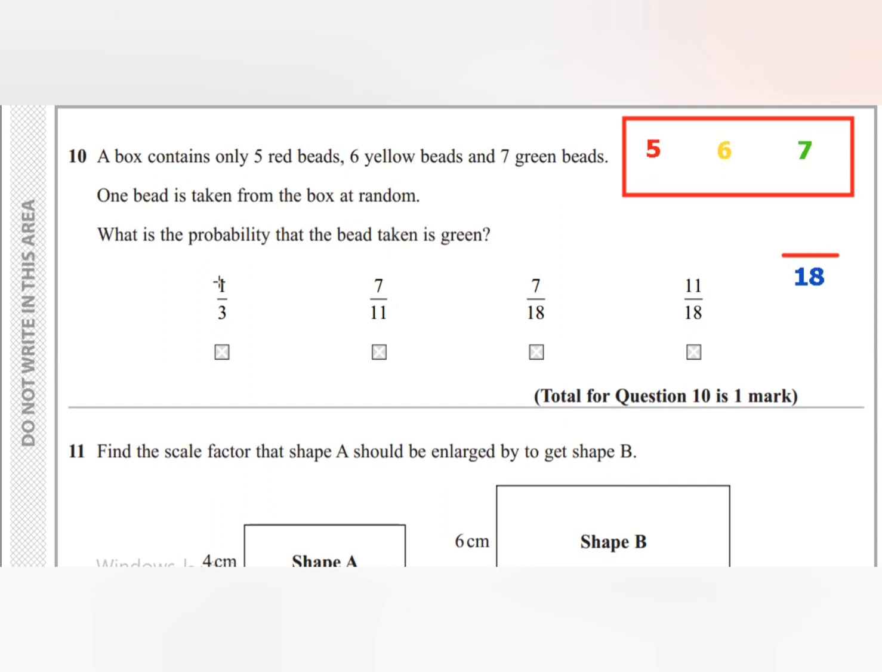Now, the question asks for the green beads. What's the probability that the bead taken is green? How many green ones do we have here? Very good, we have 7. We just take the 7 and put it in the numerator, so the answer will be 7 over 18. And this is the probability of taking a green bead from this box. And this is how you answer a question like this.